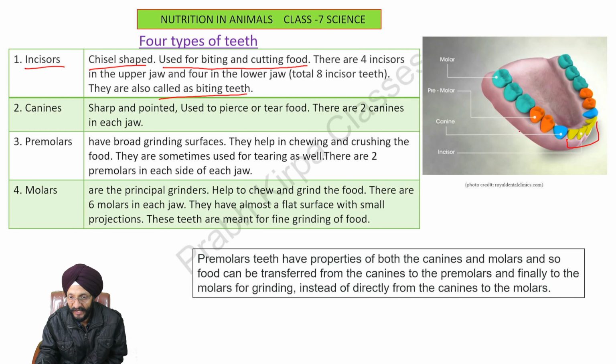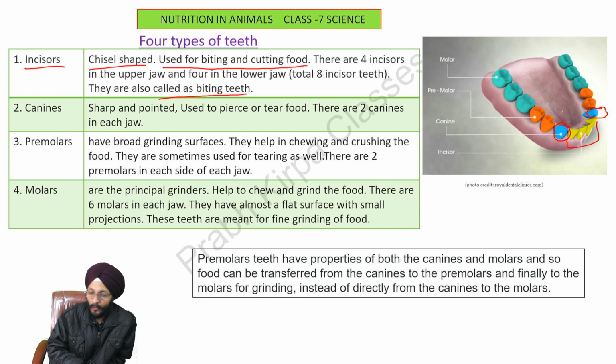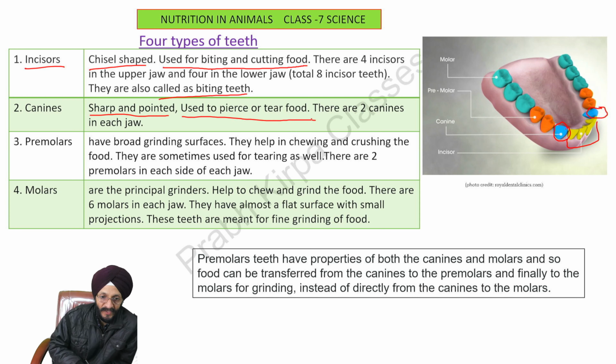Next come canines. You can see this is canine. Two in lower jaw, two in upper jaw. That is total four. They are sharp and pointed. You can see they are sharp and pointed. They are used to pierce or tear food.